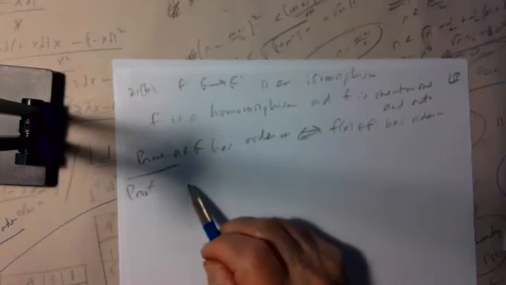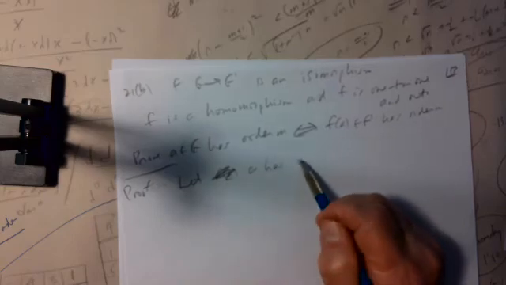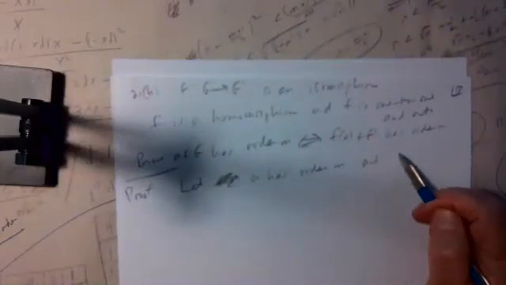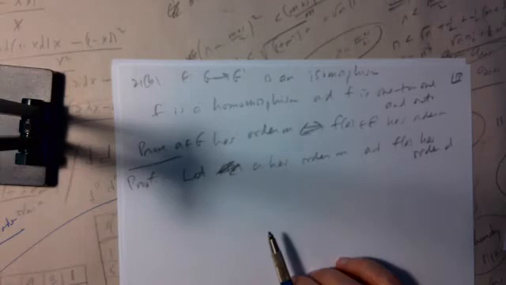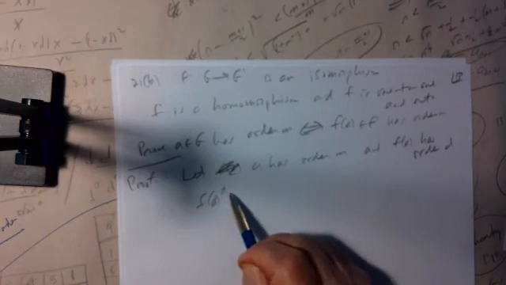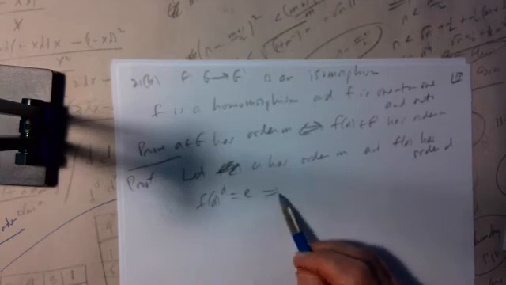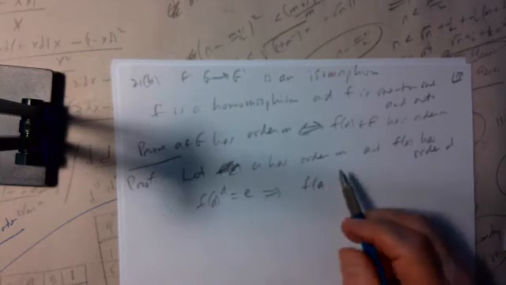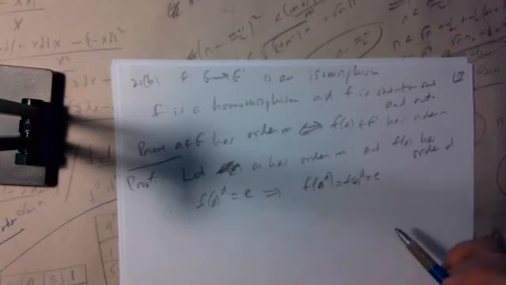So how does the proof go? Suppose A has order m and f of A has order d. So that means that f of A to the d is the identity. That's what it means for f of A to have order d, which means f of A to the d, which is f of A to the d, is the identity.